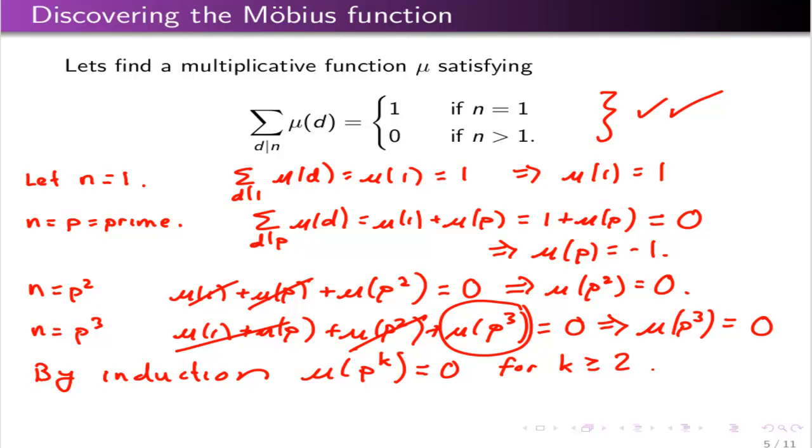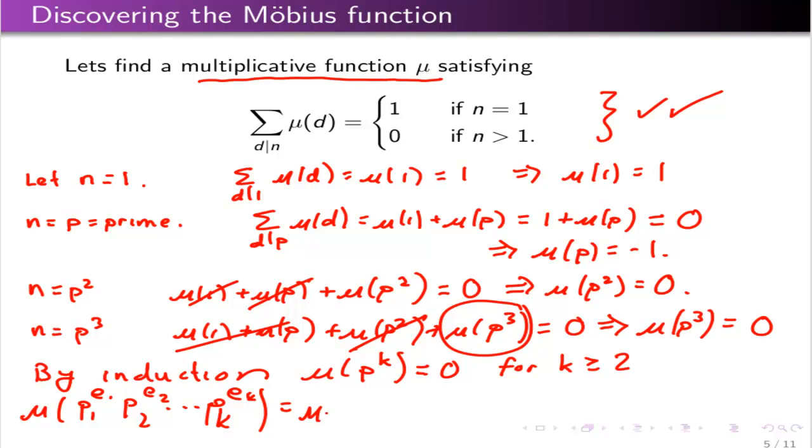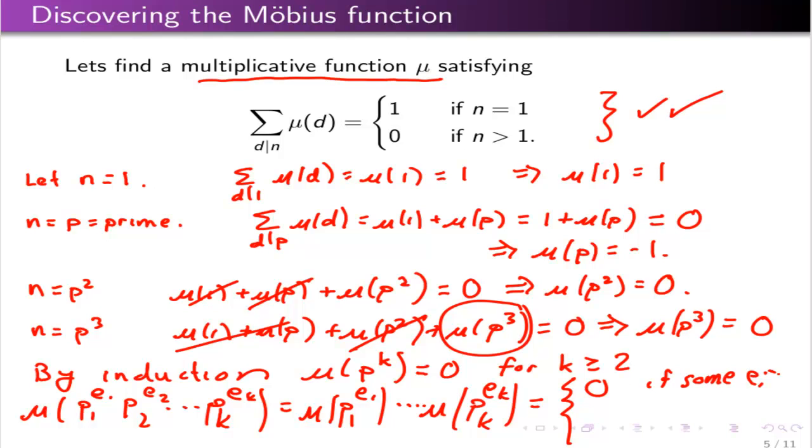Okay, so we know what mu of a prime power is, and we want this to be a multiplicative function. So what would mu of p1 to the e1, p2 to the e2, up to pk to the ek equal? Well, that's just mu of p1 to the e1 times up to mu of pk to the ek. So if any of the exponents are 2 or greater, this is going to come out to be 0. So 0 if some ei is bigger than 1. The other choice is that all of the ei's are equal to 1, and then we come to the fact that mu of any prime is negative 1, so it'll be negative 1 times negative 1 times negative 1, k times.